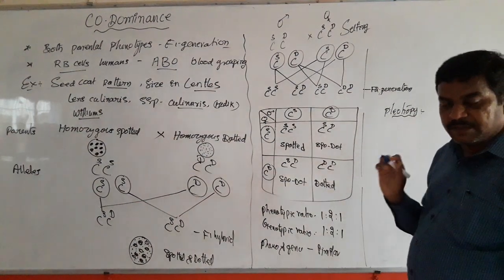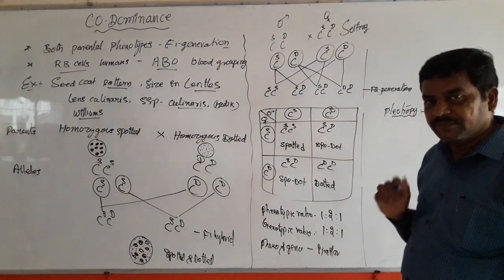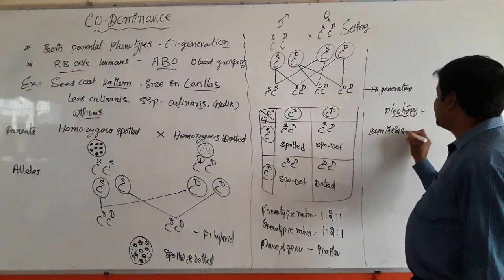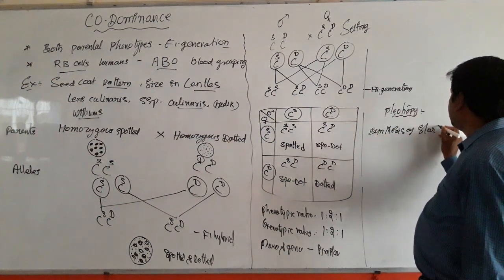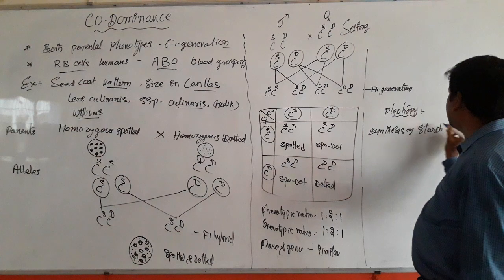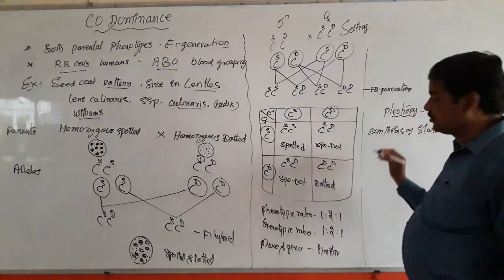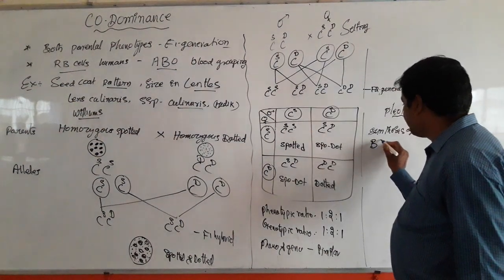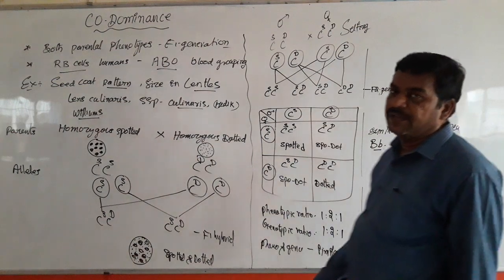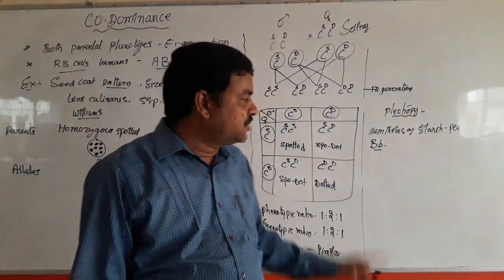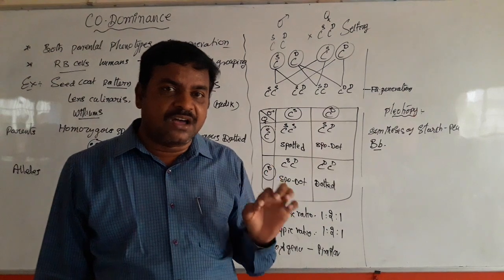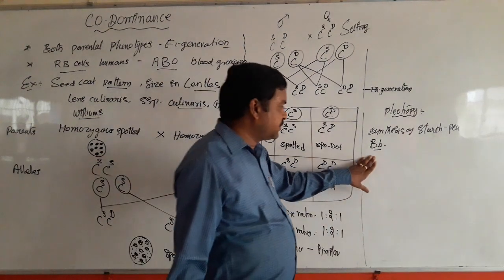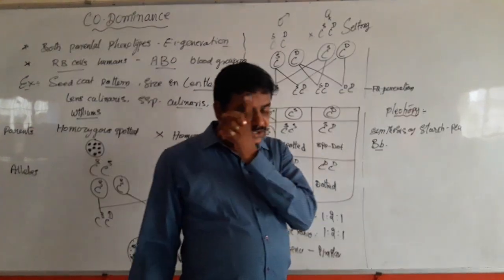One of the best examples of pleiotropy is the synthesis of starch in pea plants. The synthesis of starch in pea seeds is under the control of one gene having two alleles, capital B and small b.